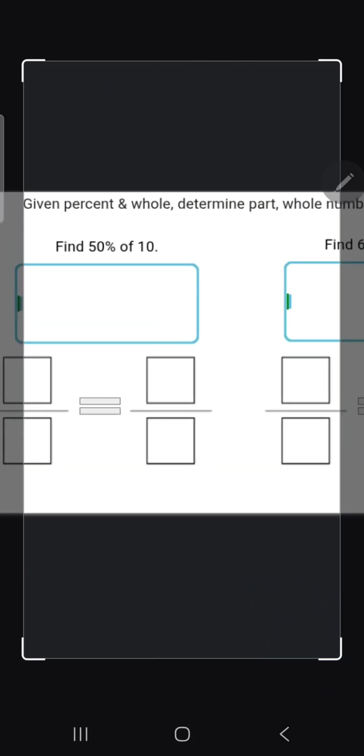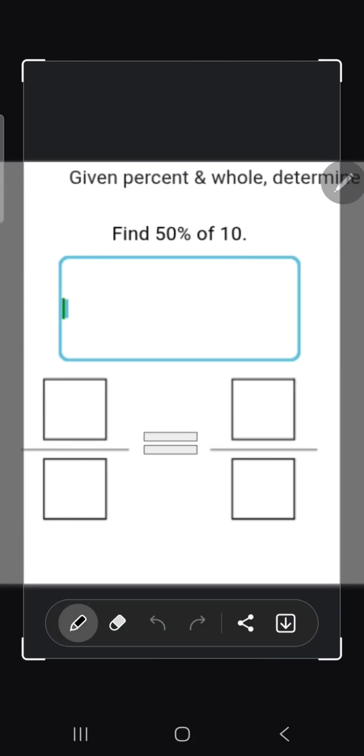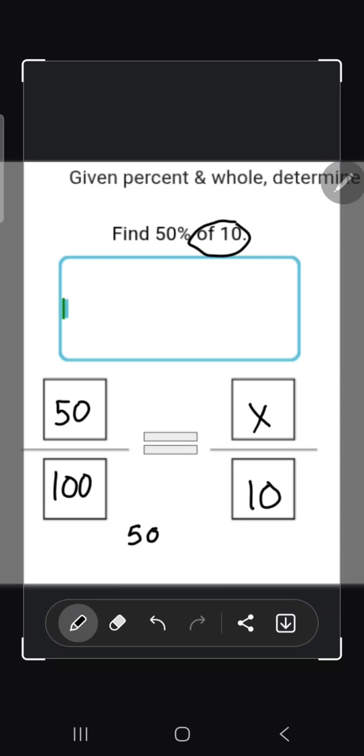Let's take a look at 2 more just like that. So 50% has to go over 100 because the percentage always has 100. I see the word of 10. So that gives me the clue that that's going to be the total, and we're looking for the part. So we're going to do 50 times 10, which is 500, and we're dividing by 100, which is going to end up being 5.